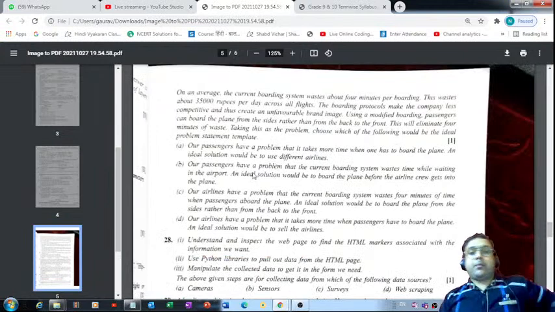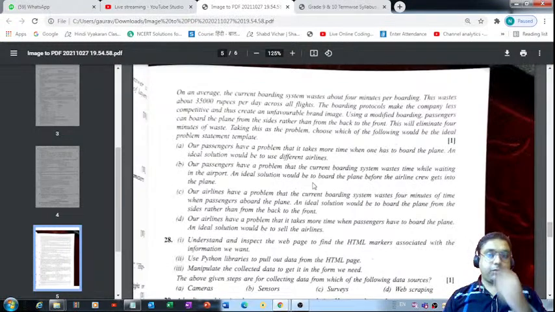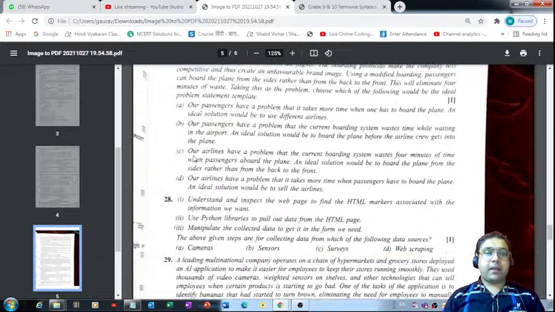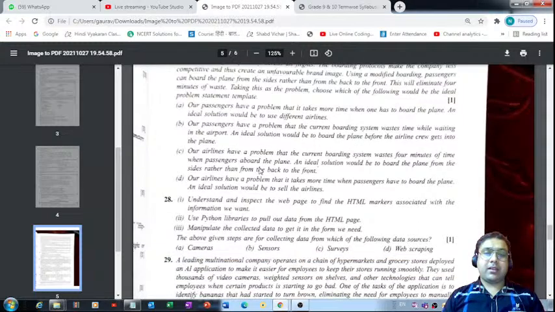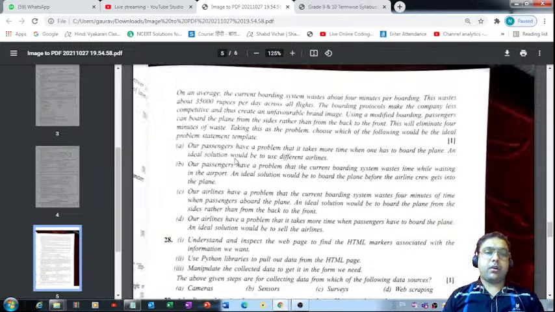Our passengers have a problem that the current boarding system wastes time while waiting in the airport. An ideal solution would be to board the plane before the airline crew gets into the plane. No, it's not the correct answer, of course. Our airlines have a problem that the current boarding system wastes 4 minutes of time when passengers board the plane. Absolutely right. So when they board the plane, 4 minutes gets wasted. An ideal solution would be to board the plane from the sides rather than from the back to the front. That is what is being said to us here also in this line. So I think this can be the correct answer for this question.